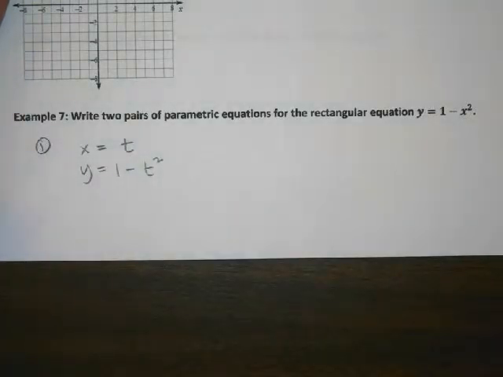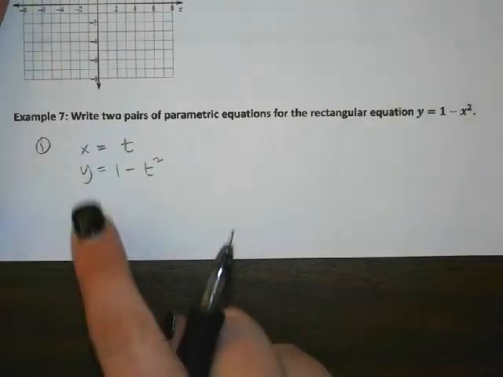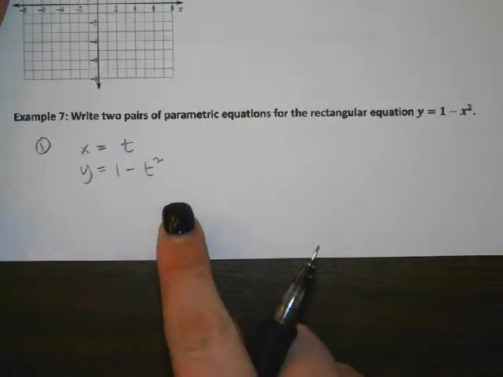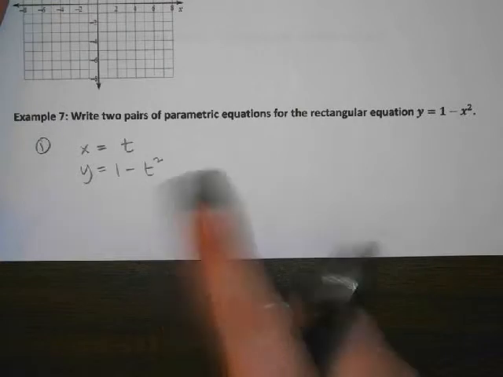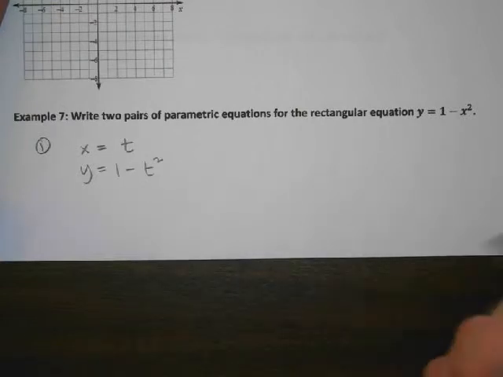That's why it's boring, because it's just straightforward. It's just like direct substitution. So that is one possible parametric equation you could have, where you would have x and y separately defined in terms of t.